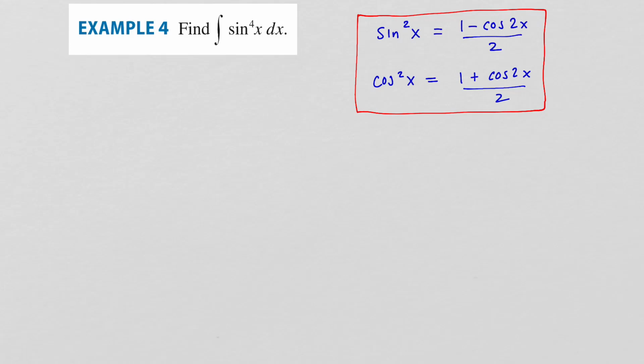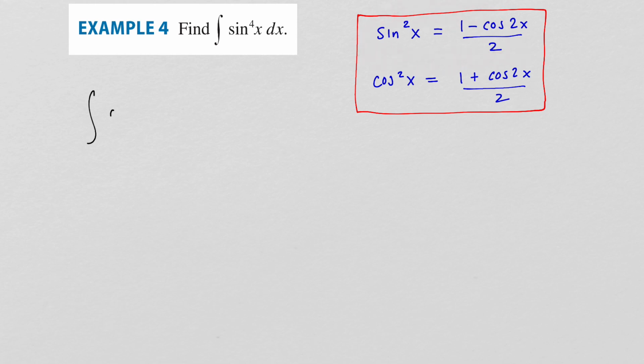In our next problem, we have the integral of sine to the 4th power of x. So once again, notice that we do not have an odd power of sine, nor do we have an odd power of cosine. So we're going to have to use these half-angle identities once again. And actually, we're only going to have to use the first one. So let's go ahead and apply it.